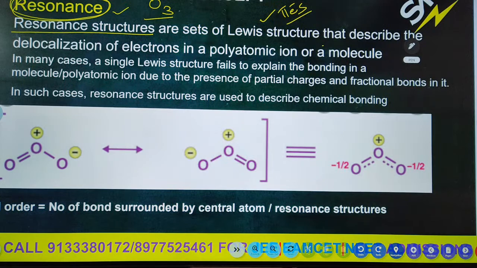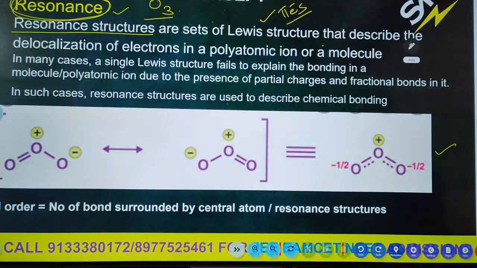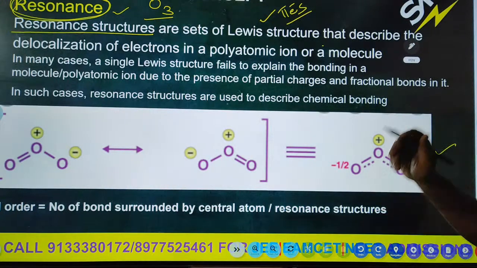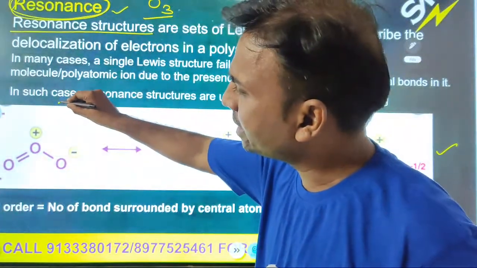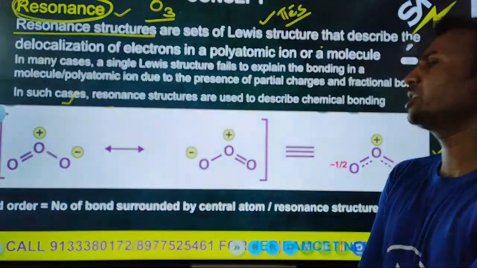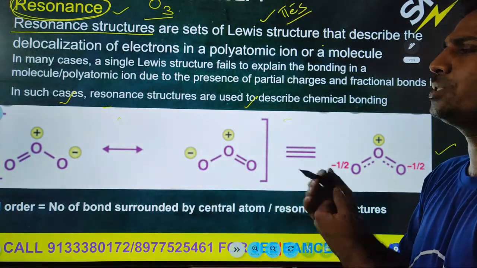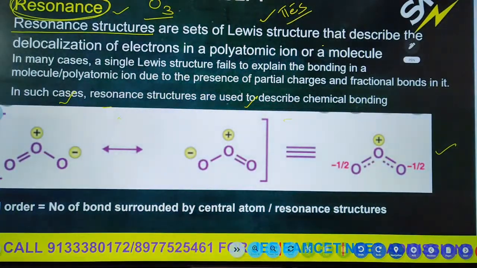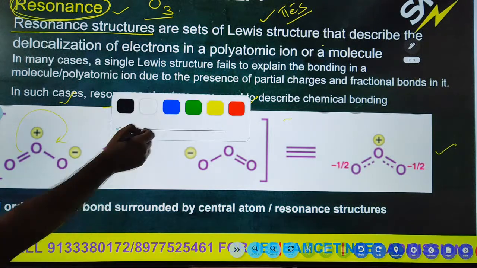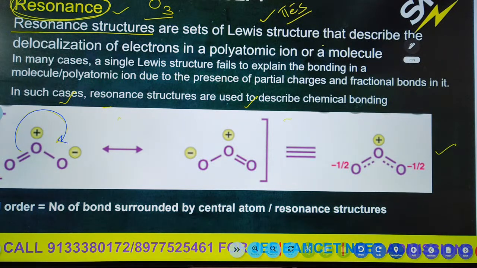Now come to the structure of ozone. This is the hybrid structure of ozone. But we have two canonical structures of ozone. This is the first canonical structure, and this is the second one. How do we get from one structure to the other? It is only possible by delocalization or transfer of the pi electrons.